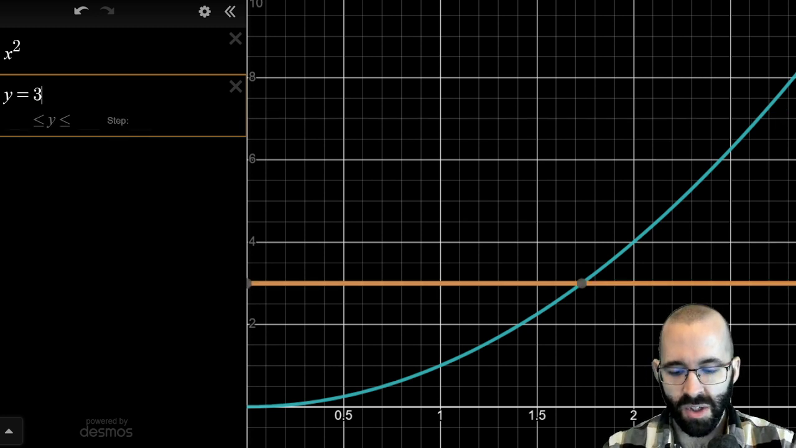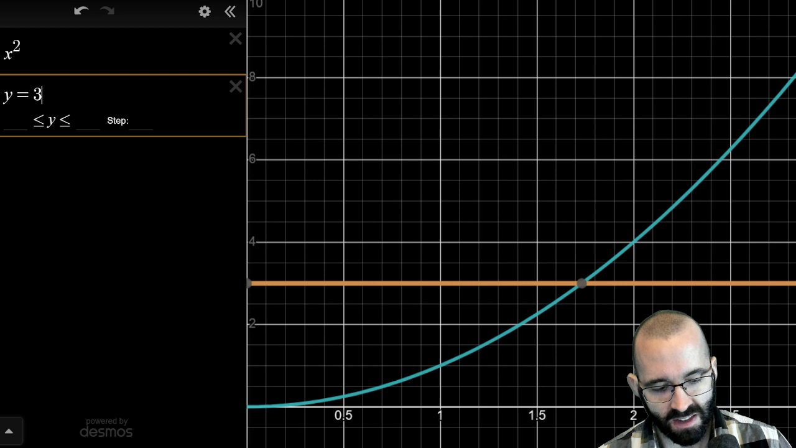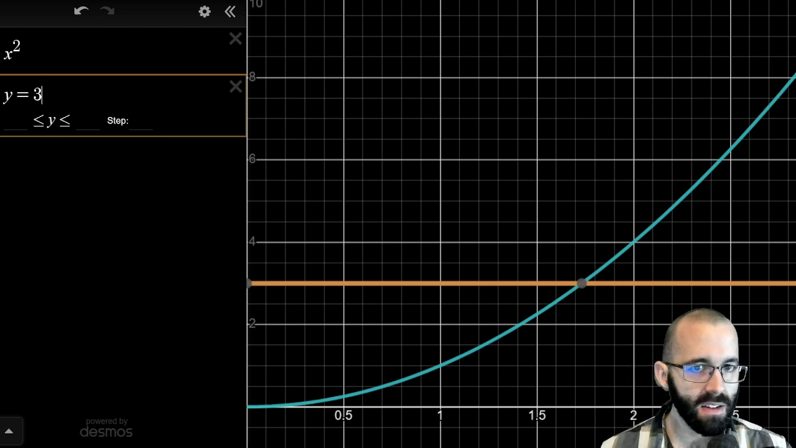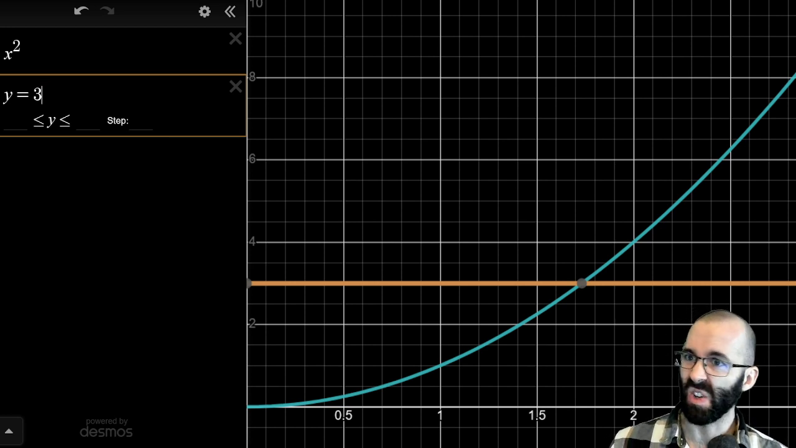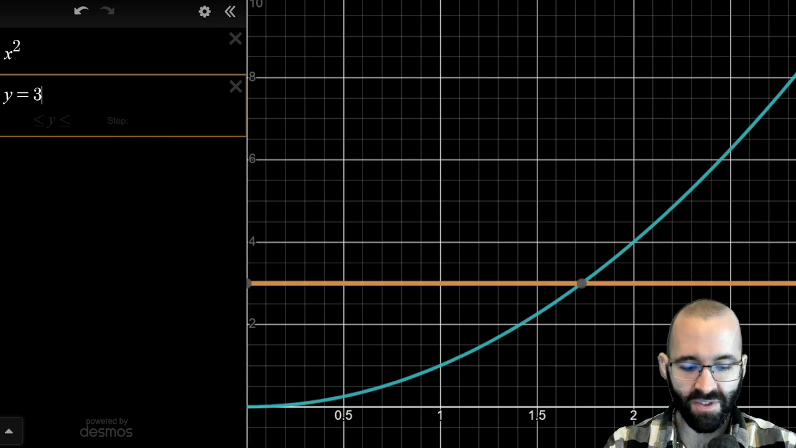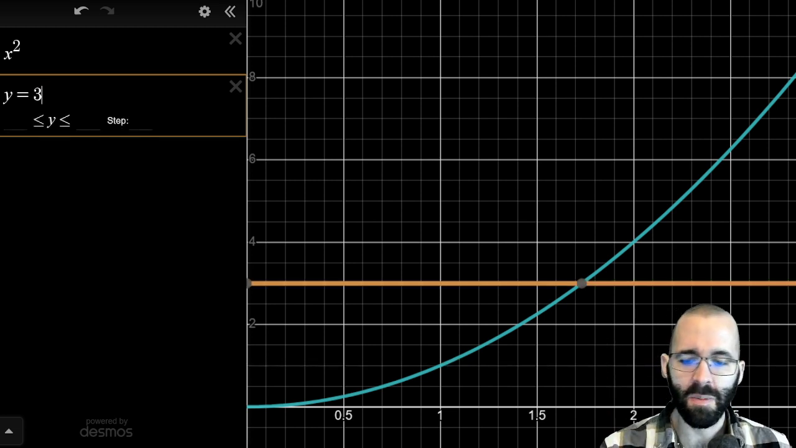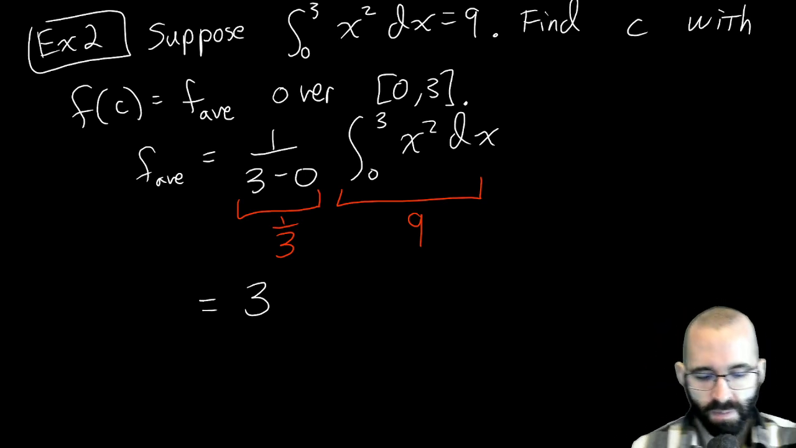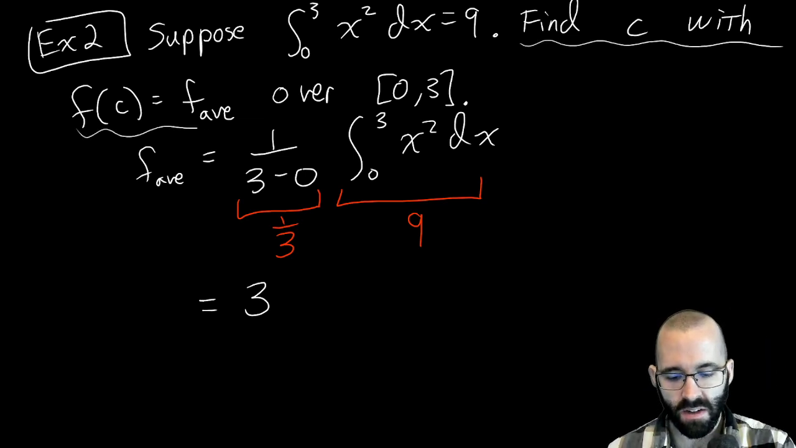When you have technology or when you can graph things, it's a good way to get a gut feeling. It doesn't prove anything, but sometimes it can show you that, oh no, that doesn't look right at all. Maybe it's right, maybe it's not, but it looks believable. So that's the average value, but it's not what we're asked to find.